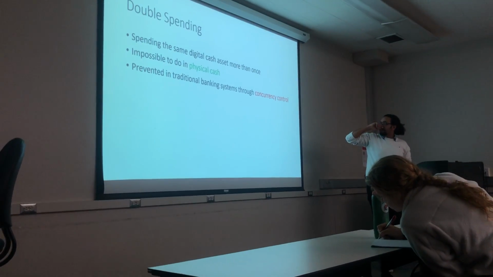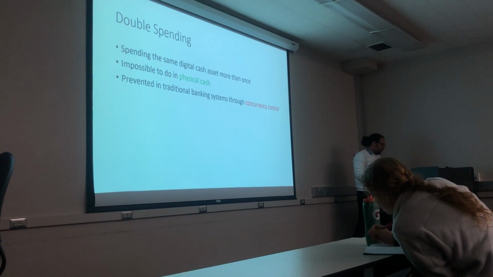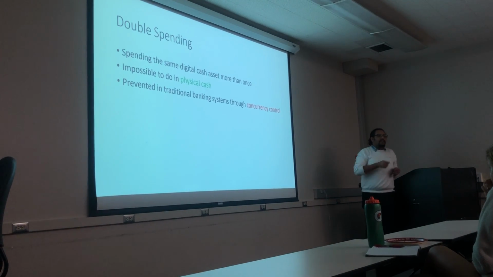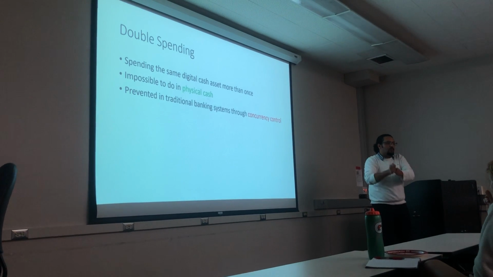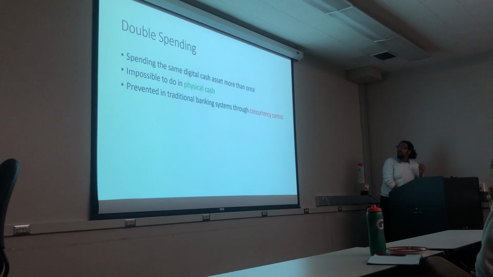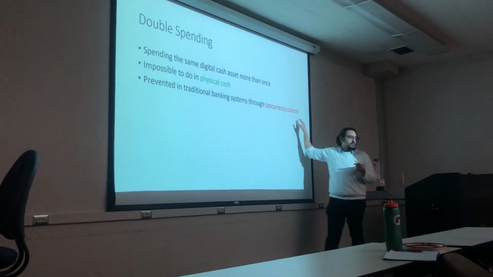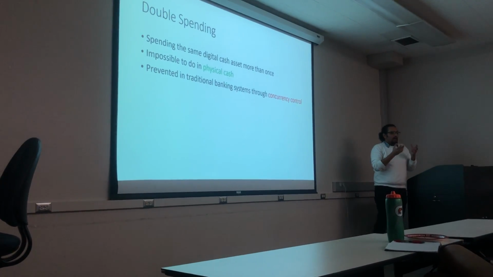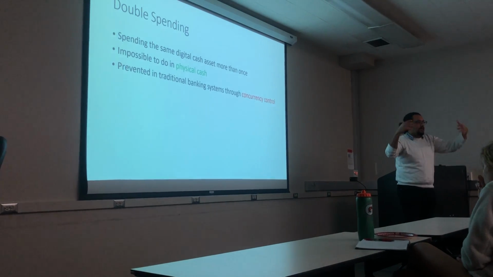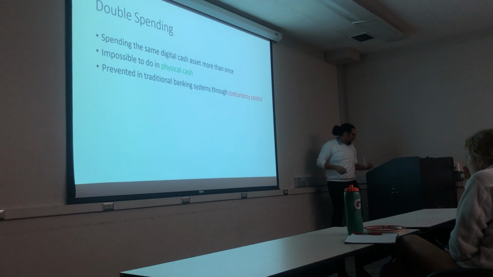So double spending. The problem here is that someone is trying to spend the same digital asset twice. It's impossible to do with physical cash. I can't take a dollar and give it to someone and give the same dollar to someone else. Actually, cash is amazing. Anyway, it's usually prevented in traditional banking through concurrency control. If you try to transfer from your bank account to two people with the same money, it will be prevented by the concurrency control algorithm in the bank.